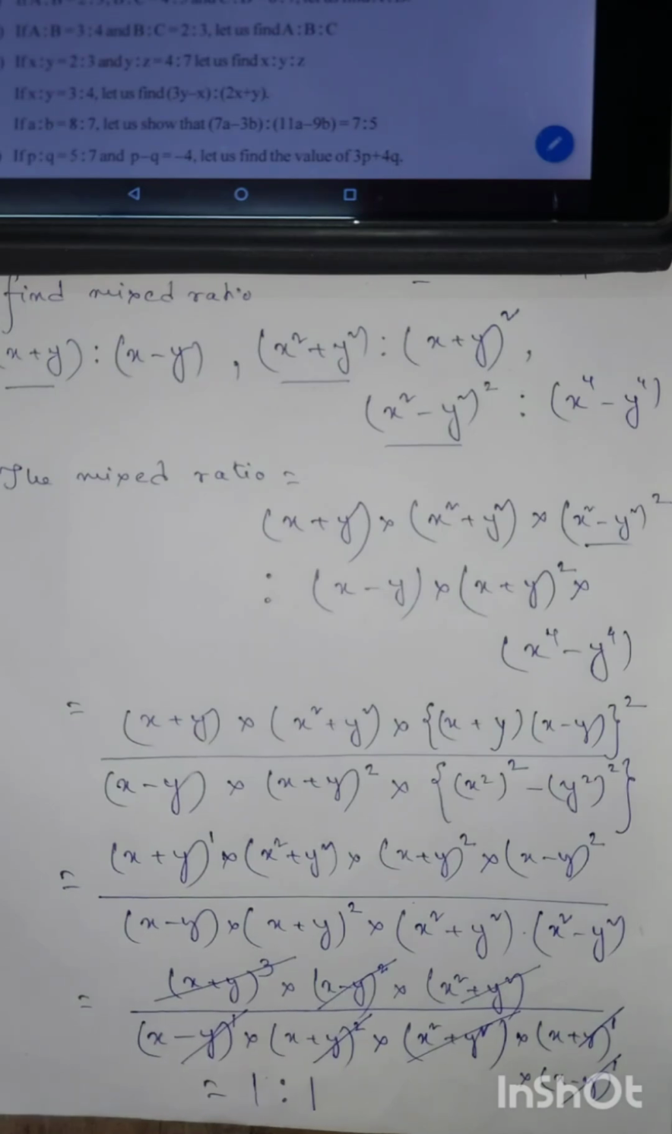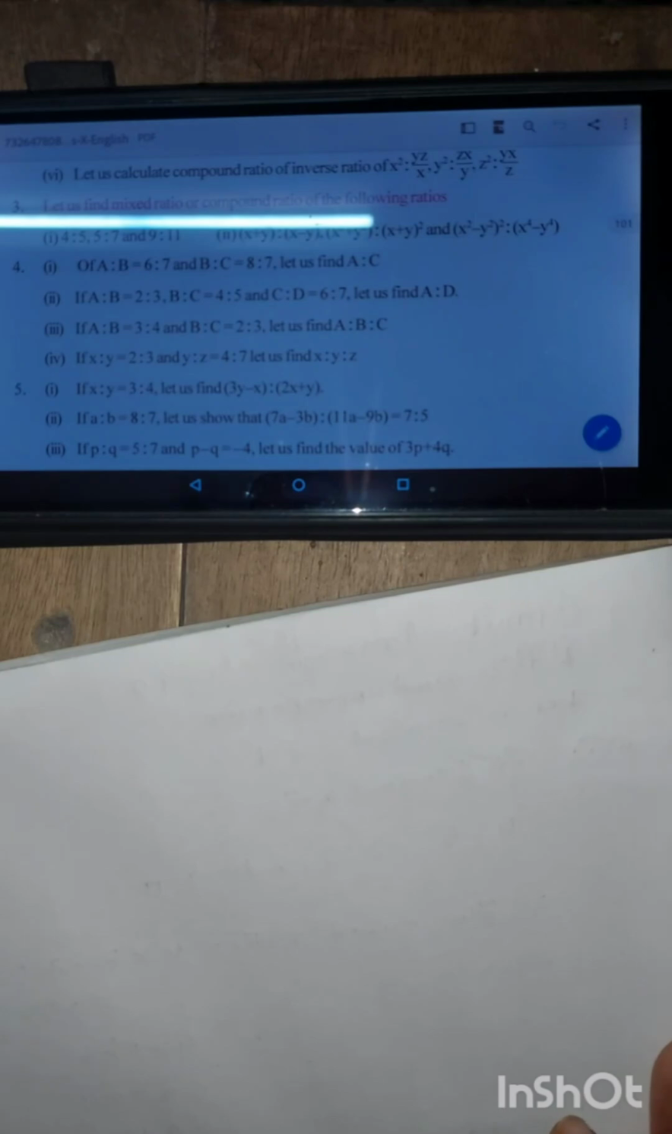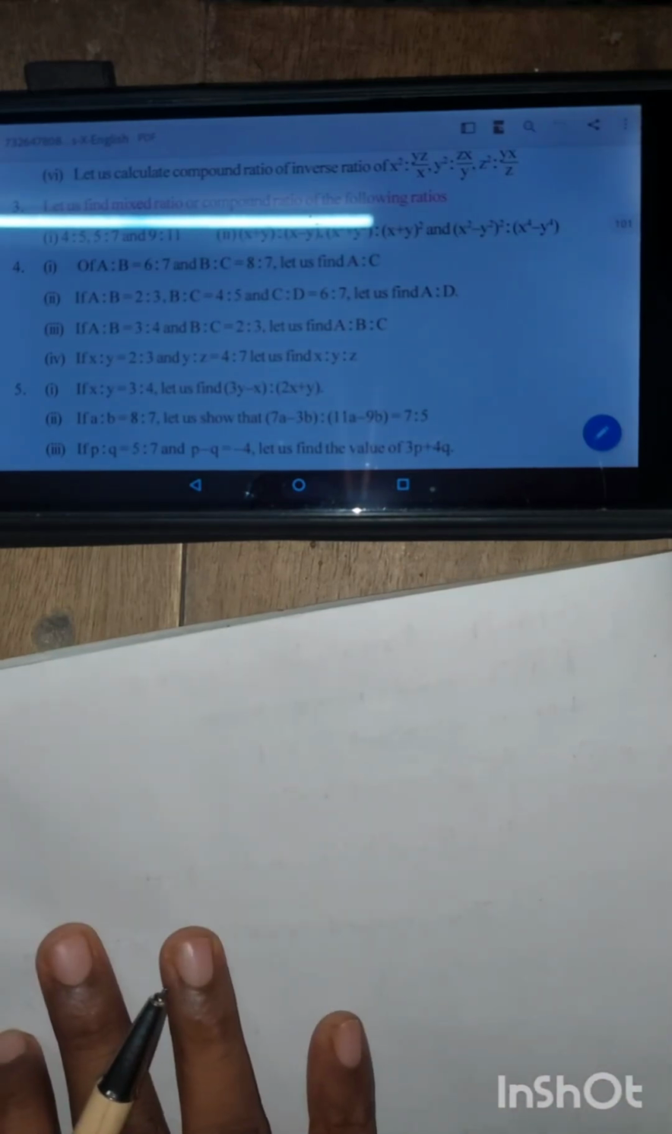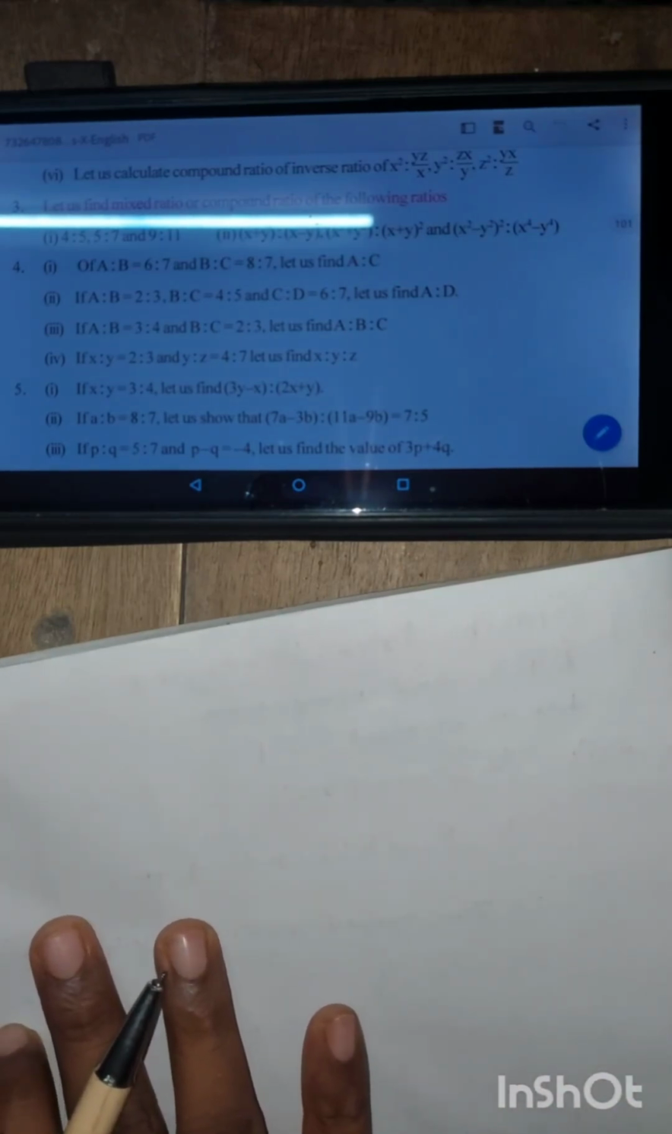Now let us proceed to our next question. Question number 4. Question number 4, Roman 1. If A is to B is equal to 6 is to 1 and B is to C is equal to 8 is to 7, let us find A is to C.